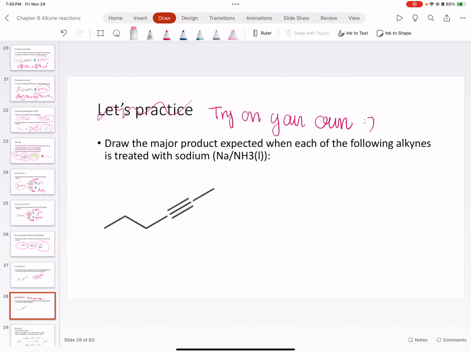Okay, I'm terrible at drawing apparently, at least on here. So then let's draw a major product. When we react with sodium and NH3, remember this is going to lead us to a trans alkene.